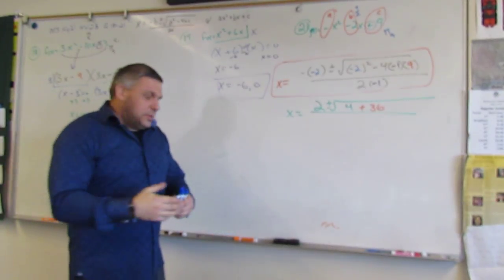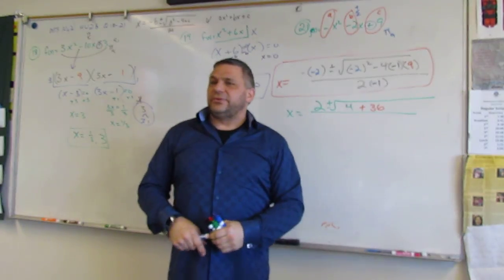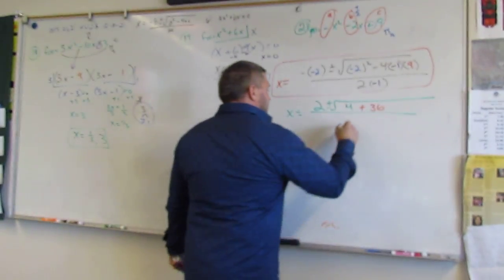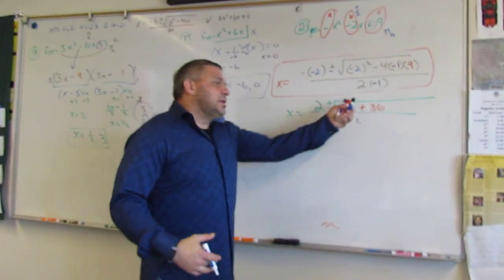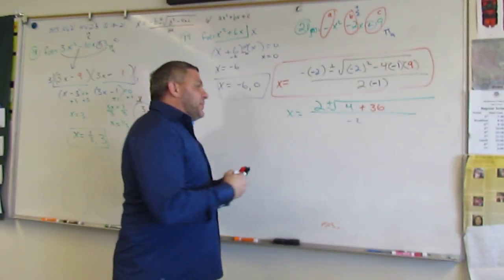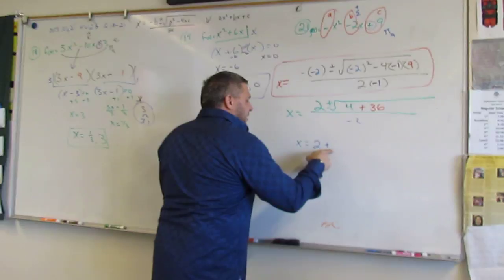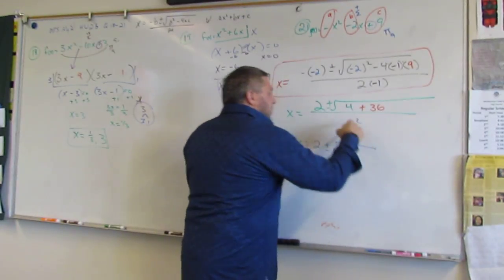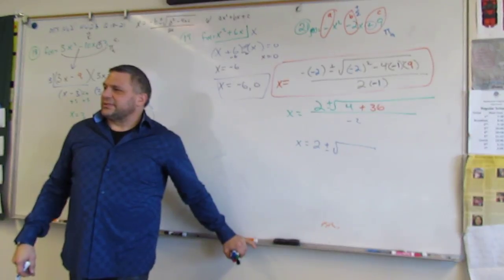So, what now? Well, 2 times -1. What is 2 times -1? -2. Okay? And now it's just, okay, let's do what's in that parentheses. Or, sorry, not the parentheses, but what's in the radical. So what is 4 plus 36? 40.